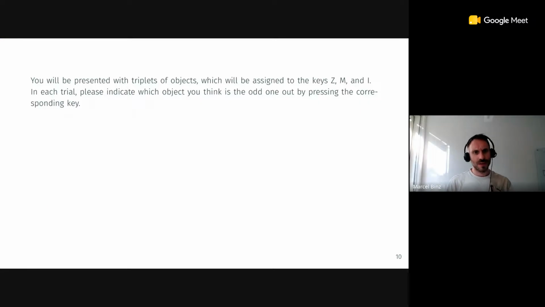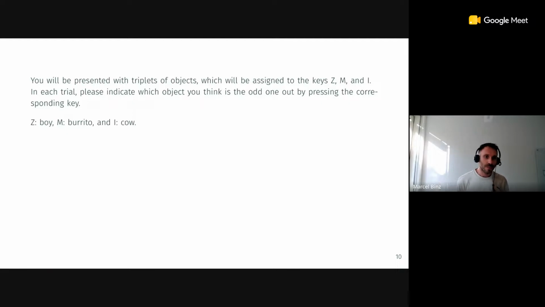So similar to what we have seen before, we first transcribe everything that a single participant has seen in a single session into a long text-based prompt. That includes instructions of the task. So here's an example where participants are presented with triplets of objects that are assigned to different keys. And then in each try, they have to indicate which of these objects is the odd one out.